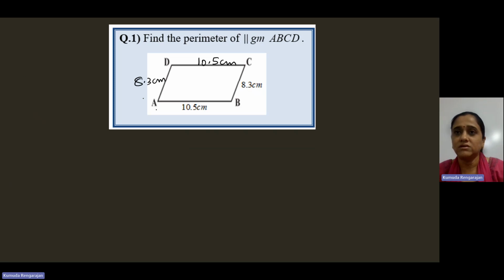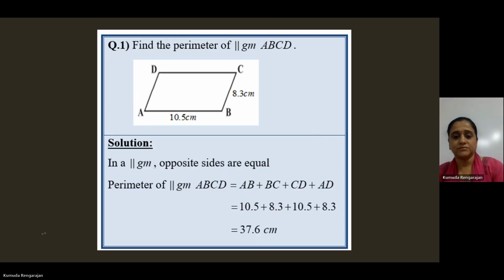So how do you find the perimeter? The sum of the four sides. That's the formula for a rectangle, you can use that if you want: 2 into base plus... No, that's not the height, they are the two sides. So simply add all the four sides, like this. Perimeter is the sum of the four sides of the parallelogram.